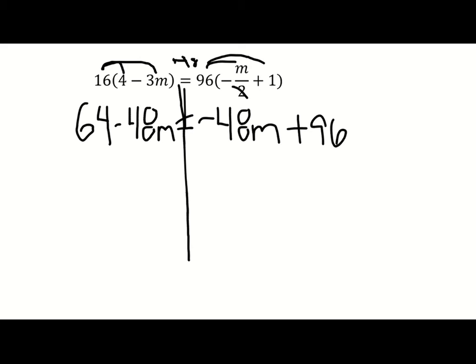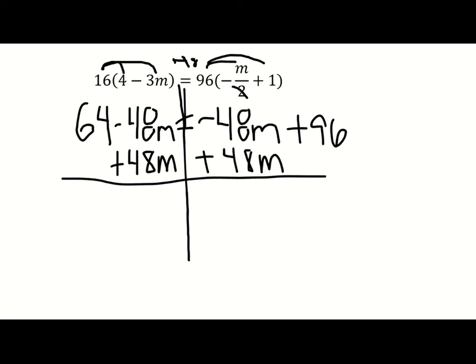Now once we've distributed, we're going to get our variables on the same side. So I have a -48m on the left and a -48m on the right. So on the left, the opposite of a -48m would be a positive 48m. And what you do to one side, you have to do to the other side. So what we have here, the 48m's cancel. We have 64. And on the right, the 48m's cancel. We have 96.